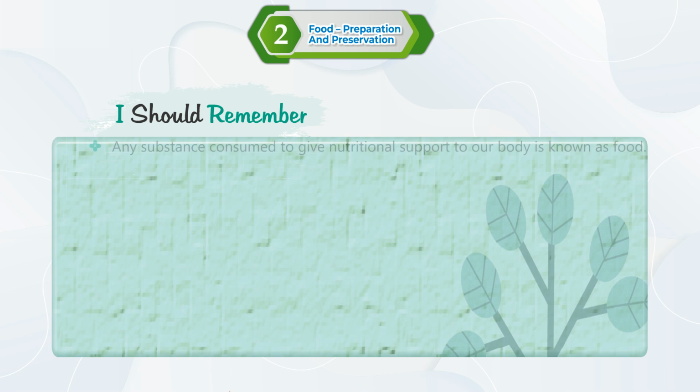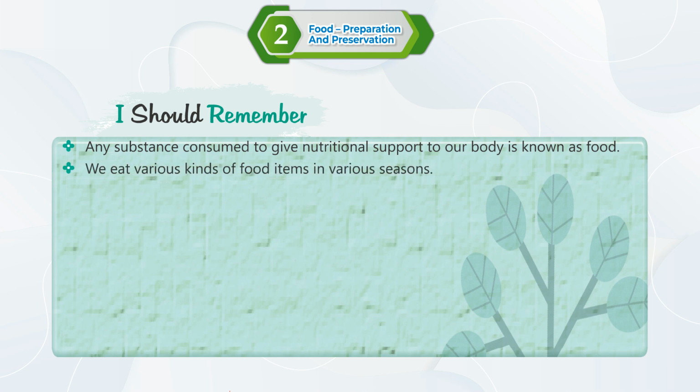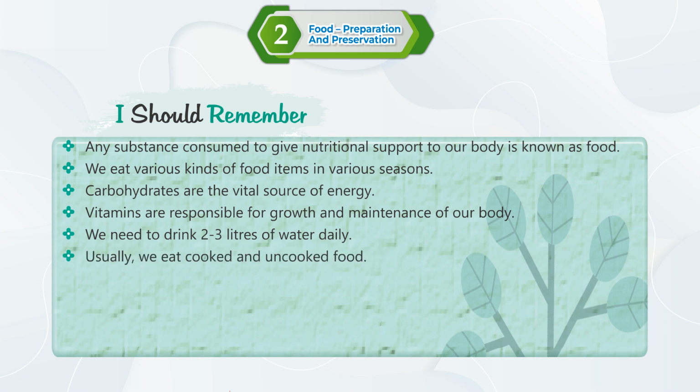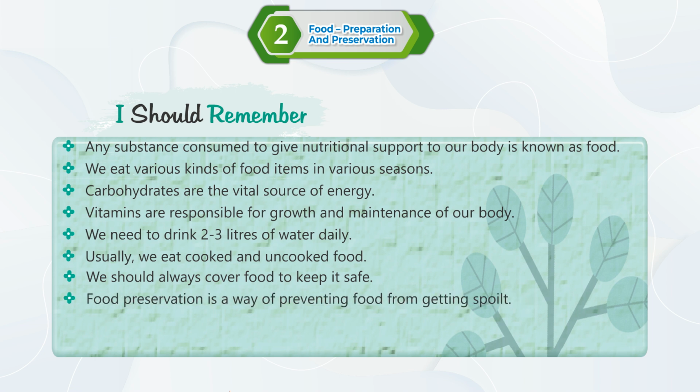I should remember: any substance consumed to give nutritional support to our body is known as food. We eat various kinds of food items in various seasons. Carbohydrates are the vital source of energy. Vitamins are responsible for growth and maintenance of our body. We need to drink 2 to 3 liters of water daily. Usually, we eat cooked and uncooked food. We should always cover food to keep it safe. Food preservation is a method of preventing food from getting spoiled. Milk is pasteurized at a low temperature.